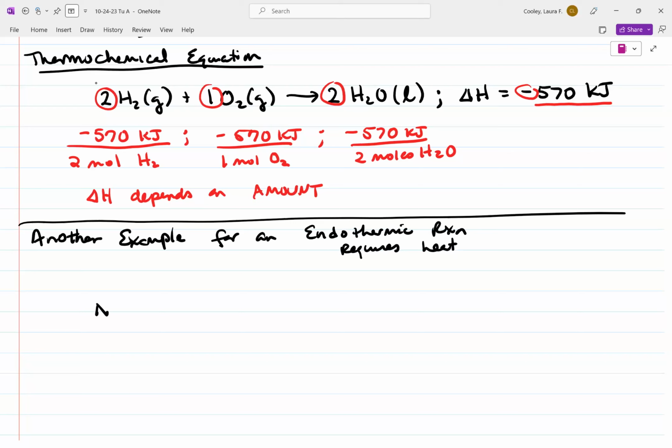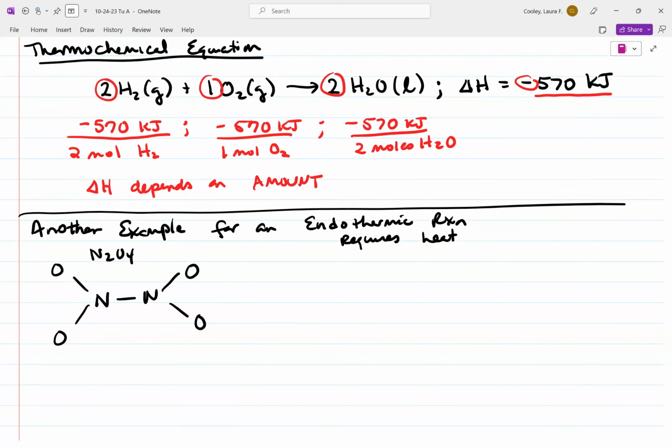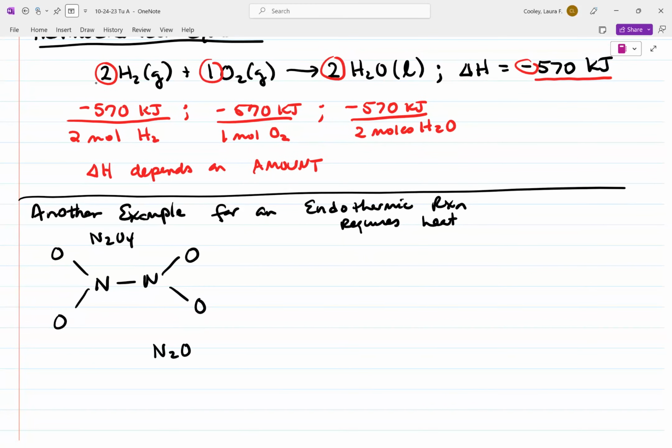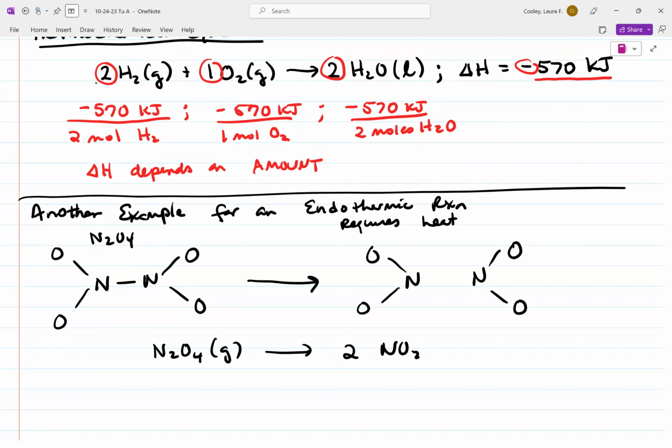So here is a reaction. This is N2O4. Okay, so we have N2O4 gas goes to NO2. Okay, so you have these two. So let me ask you, why do you think this reaction is endothermic? Why does this require heat? What is happening in this reaction?